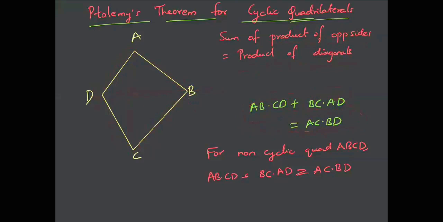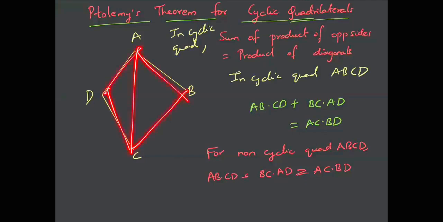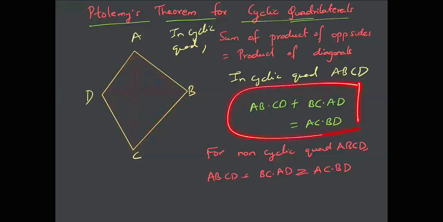This is true for what? For a cyclic quadrilateral. So in cyclic quadrilateral ABCD, this is true. That is AB into CD plus BC into AD is equal to AC into BD. Out of these 6 lengths, 4 sides and 2 diagonals, if any 5 of them are given, then you can automatically find the 6th length. So we'll see the uses of this theorem later. We'll solve problems on this theorem.